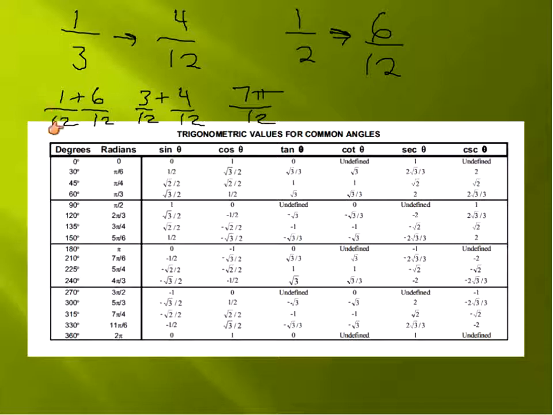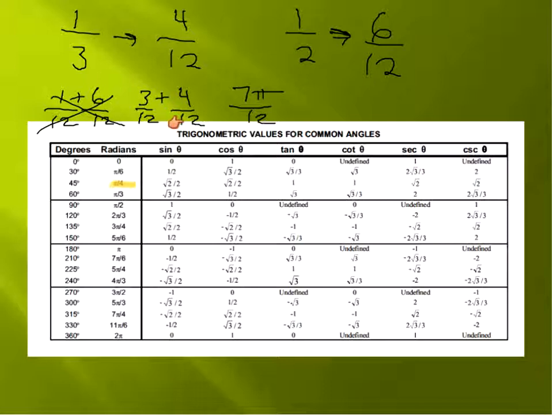Let's see which of these are on my graph. Is there a 1/12 on my graph? No, can't use that one. What would 3/12 be? 3/12 is the same as 1/4. I have a 1/4 on my graph, right there.